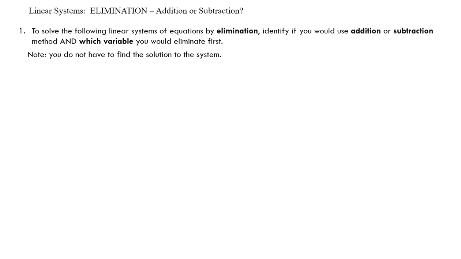So we have to make a decision about whether subtraction or addition is going to eliminate one of the variables. So in this example, we have a positive 3x and a negative 3x. In this case, adding these two together will result in a 0x, which eliminates the x variable. So in this case, we will use addition.